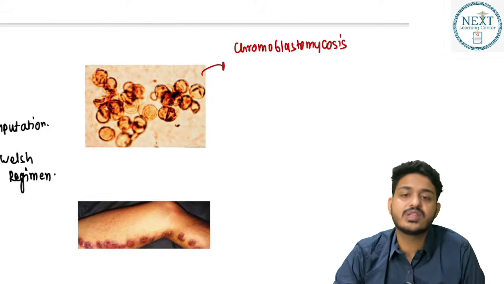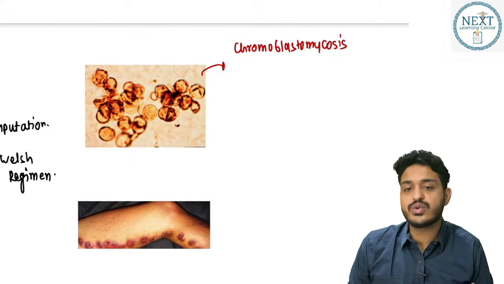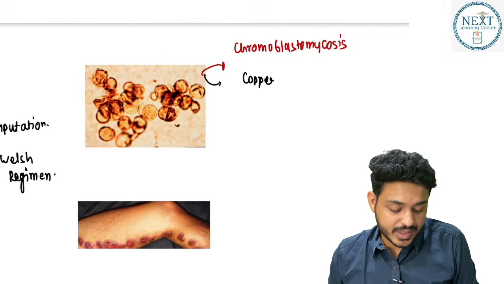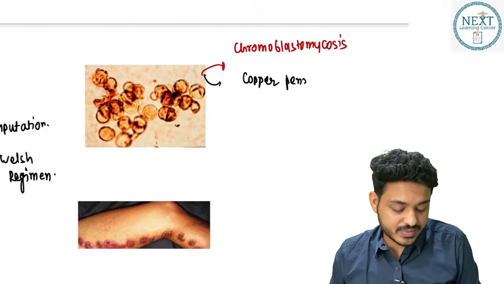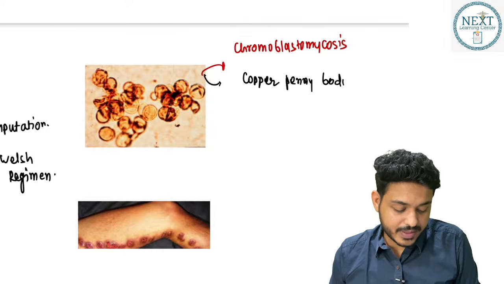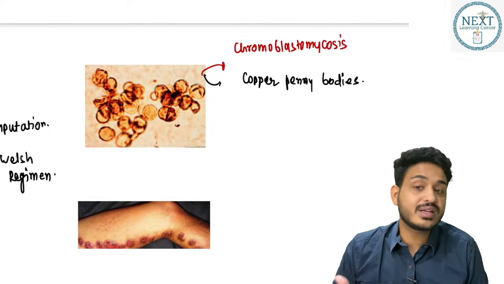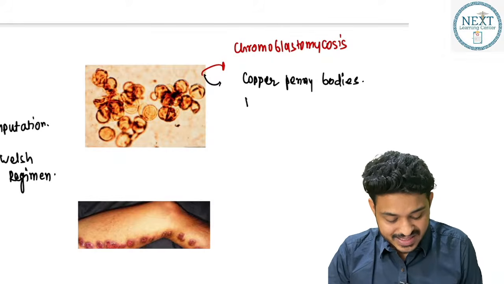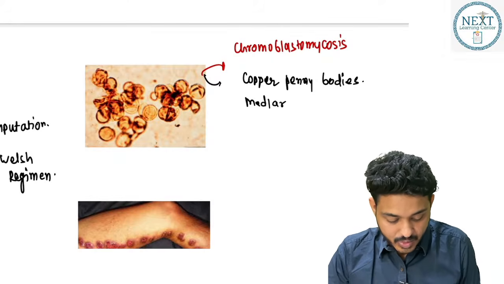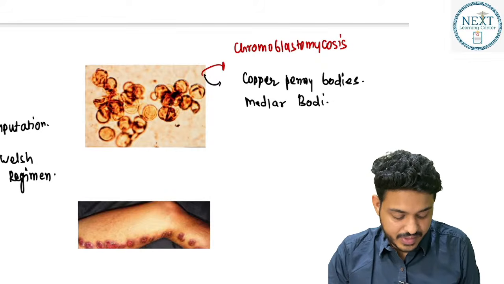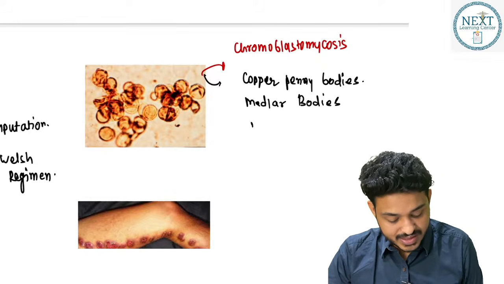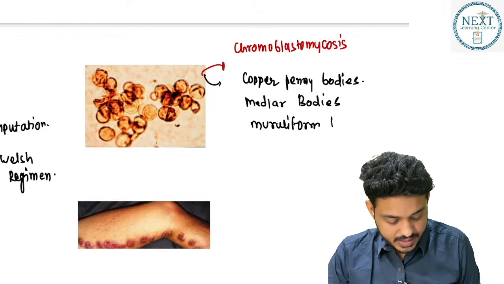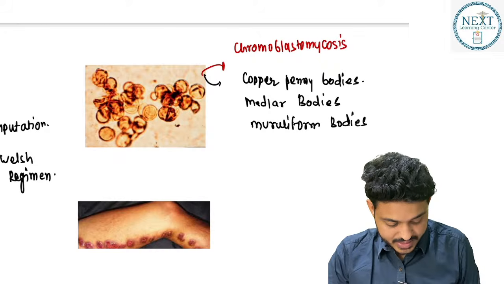What are these bodies? When you take out this sample, you take the scraping, put it on the slide, and you are going to find these bodies. The names of these bodies are important. What are the names of these bodies? These bodies are known as copper penny bodies. Everybody remembers this, but other names are also important. They have asked all four names, right? So copper penny bodies, these are also known as medlar bodies. They are also known as muriform bodies. They are also known as sclerotic bodies.